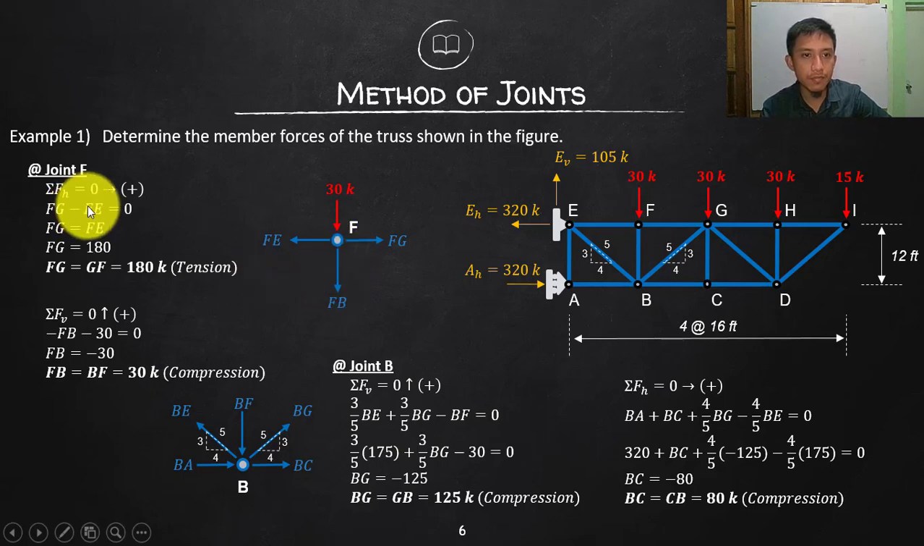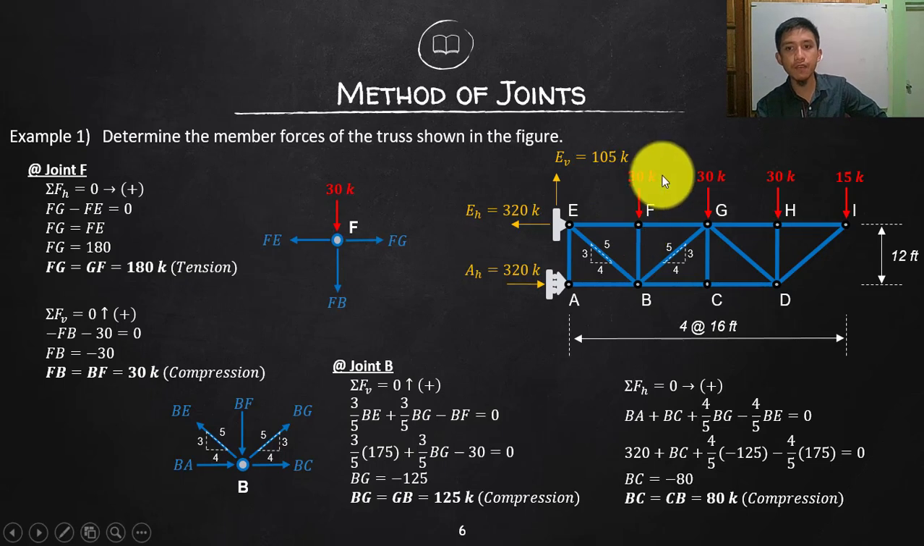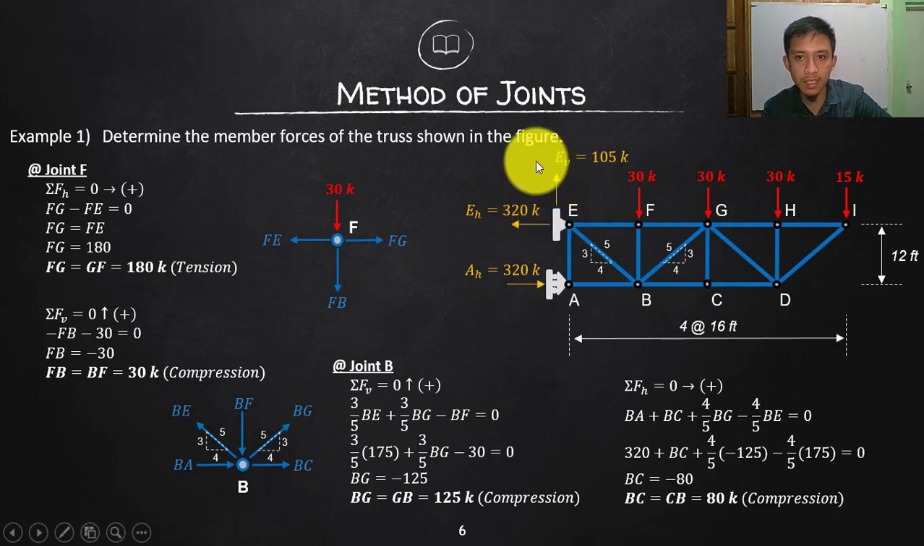Okay, and then now I will summate forces. Now look at this. At joint F, there is now the load, 30 kips. We need to include that one, just like including your reaction. Include all the forces acting on the joint. So together with the load, 30 kips going down.